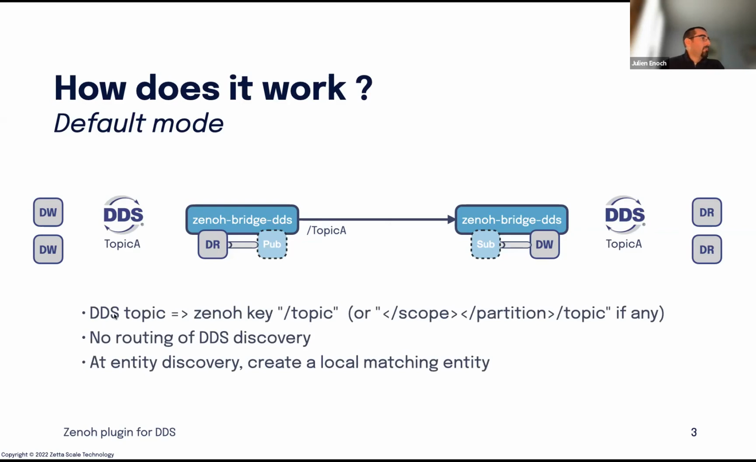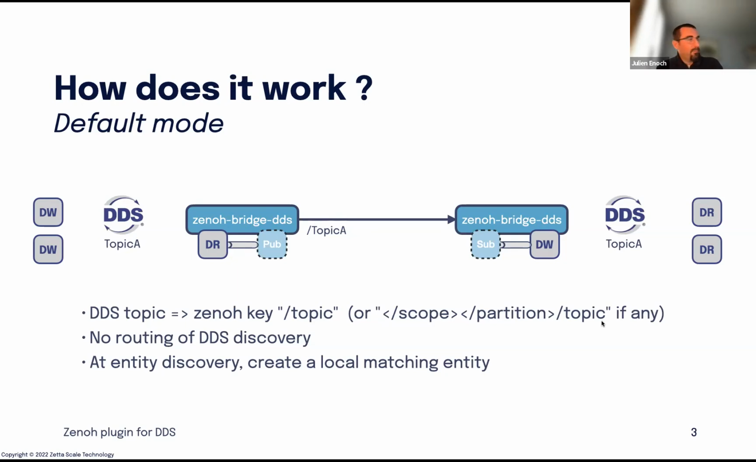The way we map the DDS topic in Zenoh is really just to use a slash as a prefix for the topic. But if your writer is also using partition QoS, we also use the partitions as a prefix to the path. We also have an option in the Zenoh bridge DDS, named the scope, for the user to choose a scope that will be prefixed to all the Zenoh keys. For instance, this allows bridging different independent DDS domains that might use the same topic names, so they are distinct in the Zenoh global data space.